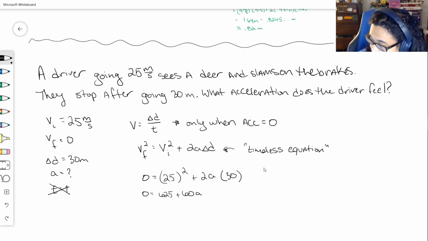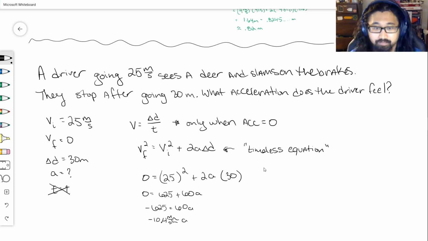And now I need to solve for A. So negative 625 equals 60A, and A is about negative 10.4 meters per second squared. That's the acceleration the driver feels, 10.4 meters per second squared backwards, right? Because the driver's going forwards and all of a sudden they slam on the brakes, whoomp. You kind of get jarred backwards into the seat.